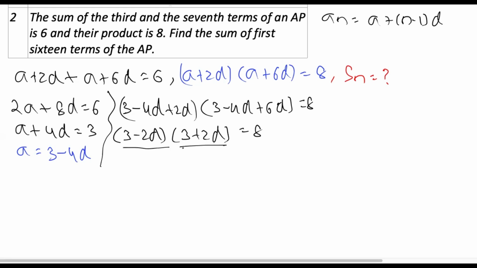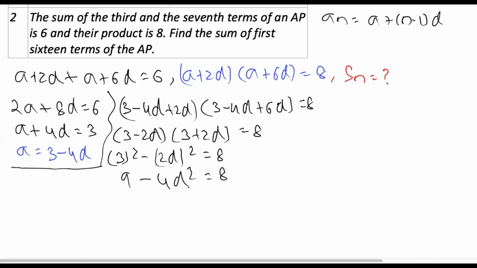Now check here. This is the identity (a plus b)(a minus b), which is a square minus b square. That is 3 square minus (2d) whole square is equal to 8. 3 square is 9. 9 minus 2 square, that is 4d square, comes out to be 8. Now, what I can do further is use this space in solving the later part. So if I do this working over here, this is 9 minus 8 is equal to 4d square.